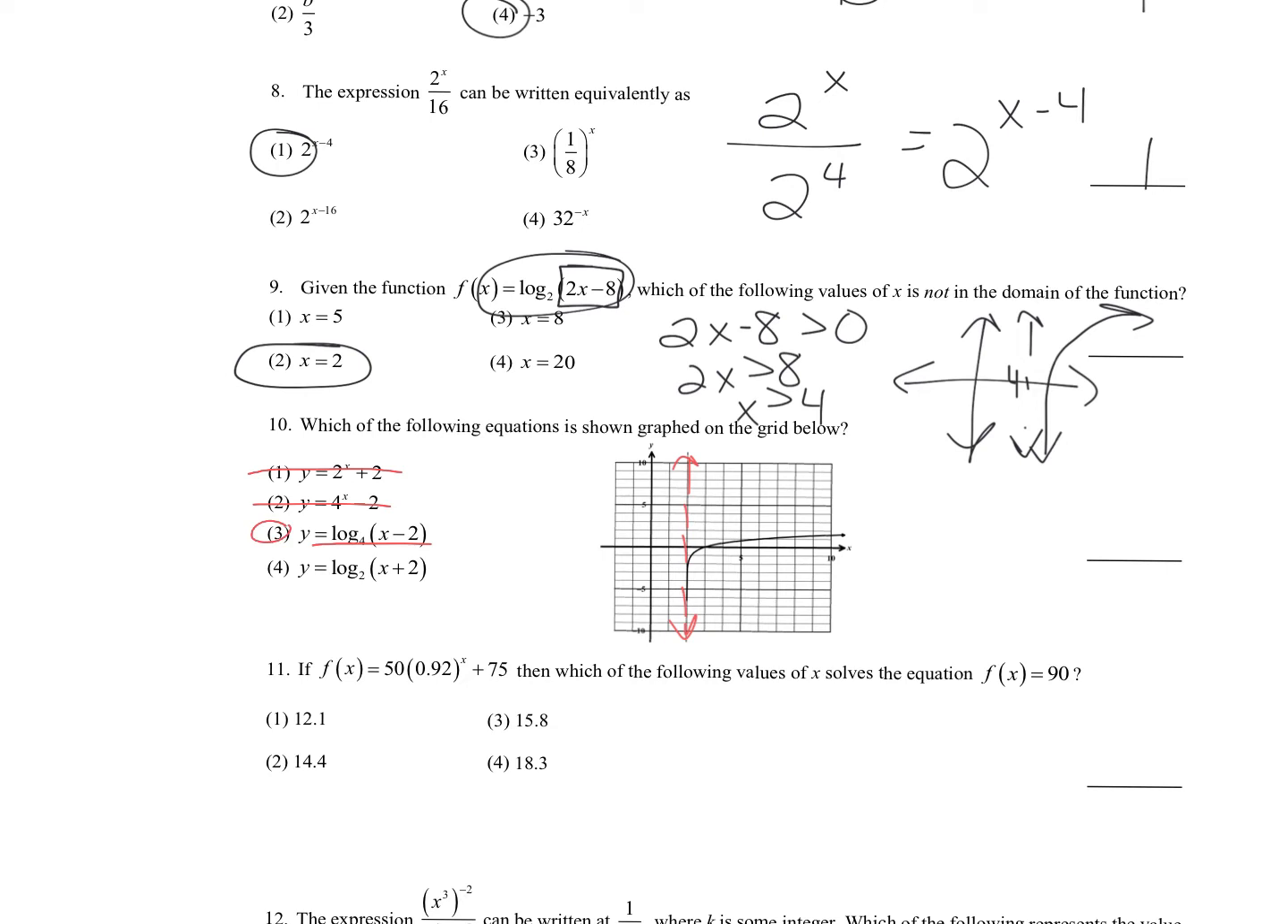Also, if I graphed into my calculator, I could see that this one would have a vertical asymptote at x equals -2 because it was shifted left 2.